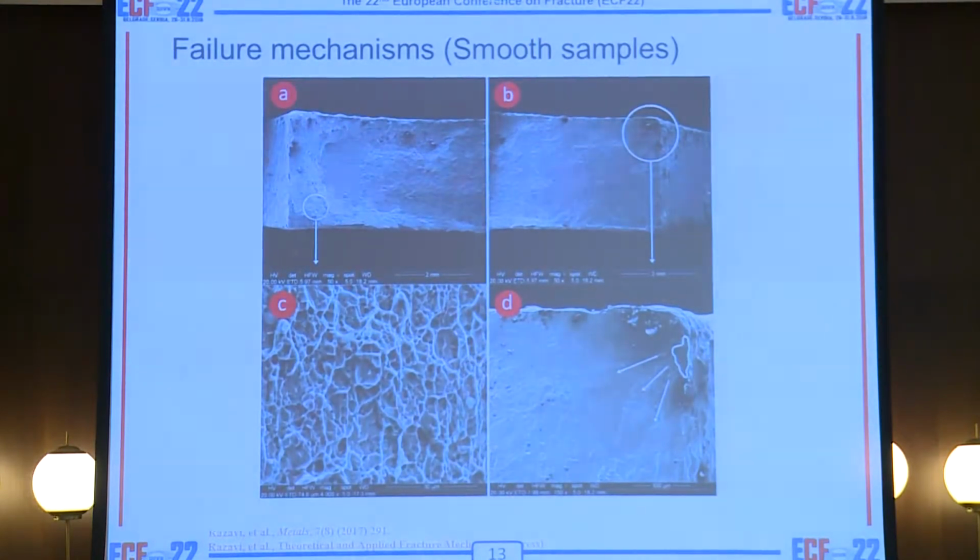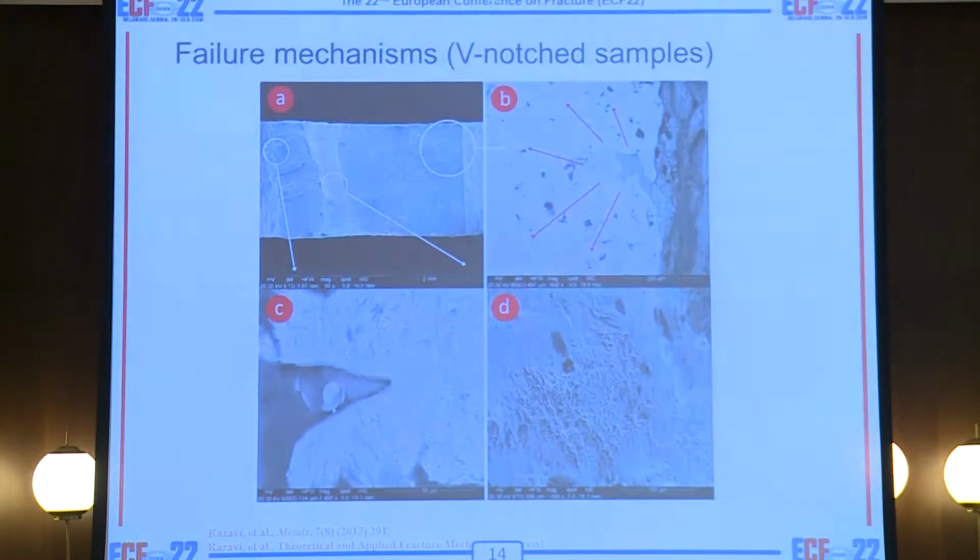Smooth specimens made by additive manufacturing were observed under a CM microscope. As you can see, the fatigue initiation sites were mainly the surface defects, and in some cases also internal defects. The same observation was obtained for the notch samples. As you can see, clear defects on the surface act as pre-crack or pre-notch, and that results in lower fatigue load in this case.